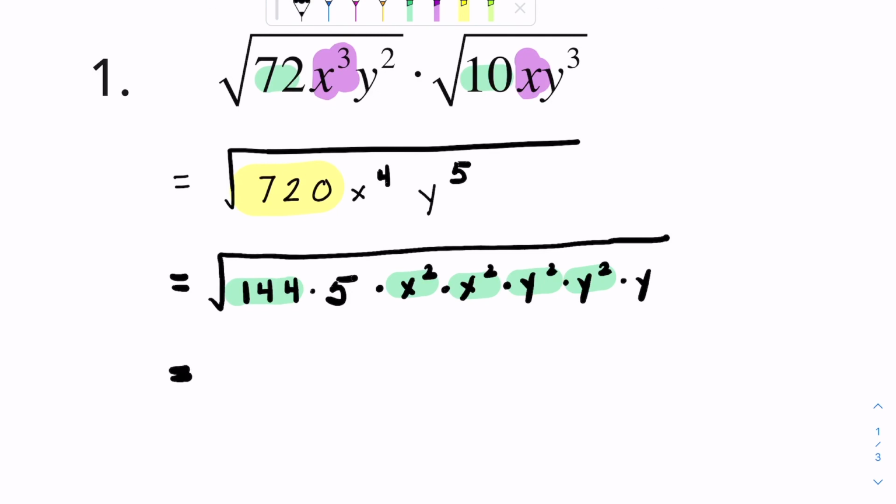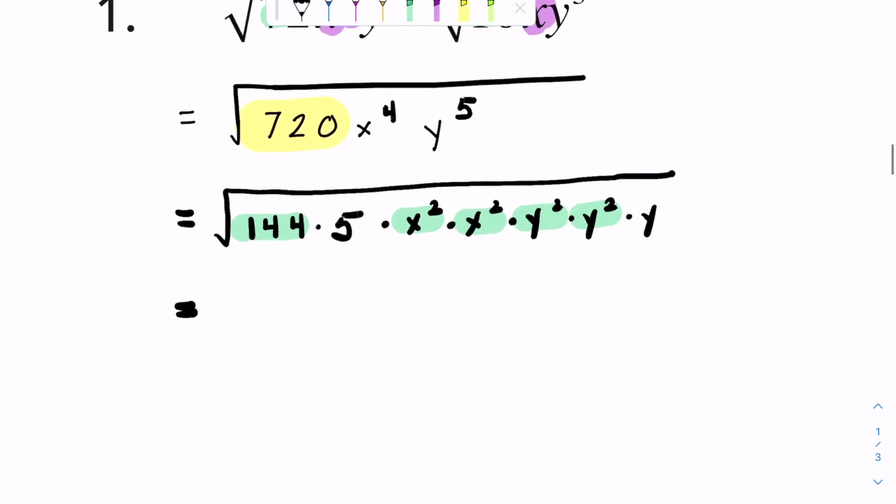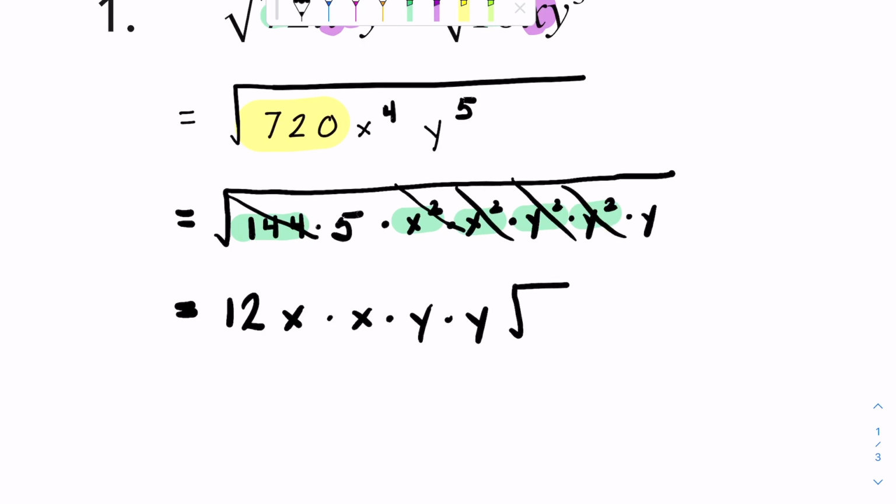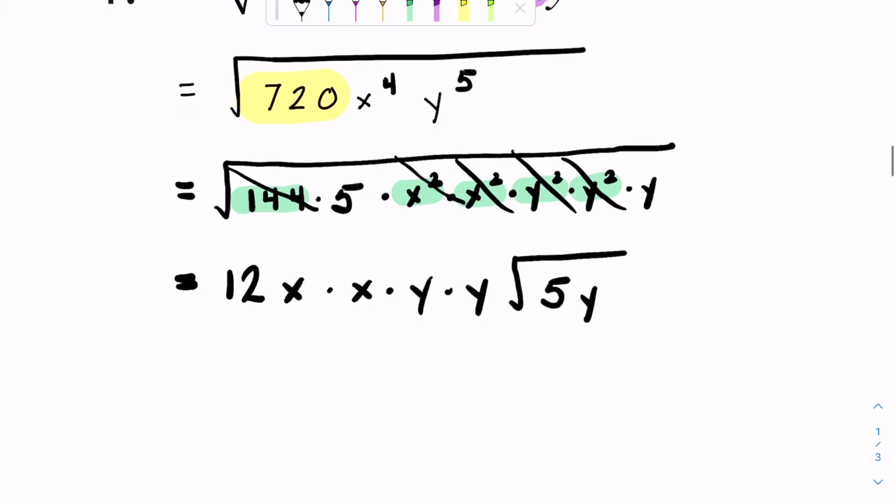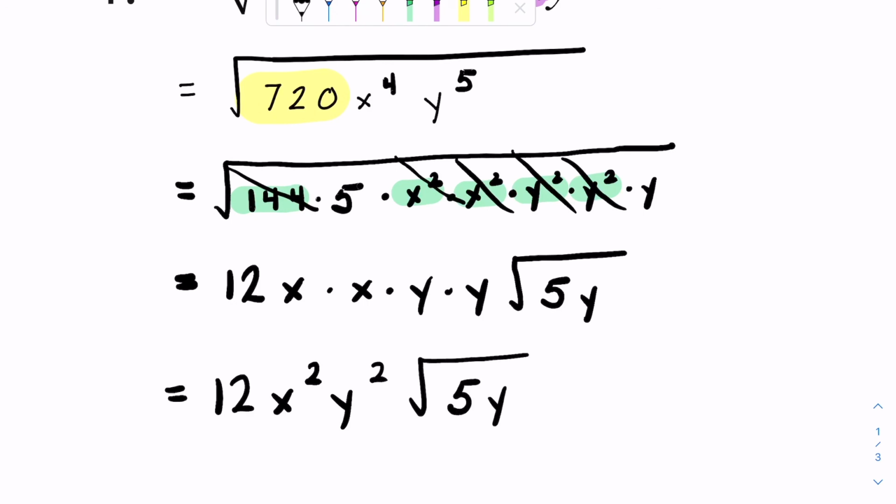When we simplify the square root of 144, the answer would be 12. 5 is going to stay under. The square root of x squared is x. The square root of y squared is y. Left over is 5 times y. When we clean this up, we have 12 multiplied by x squared times y squared times the square root of 5y.